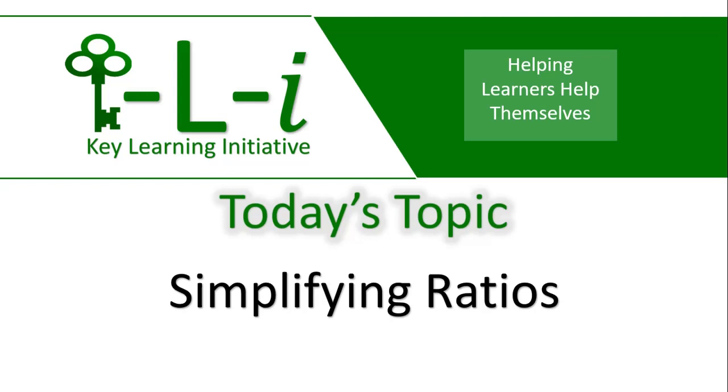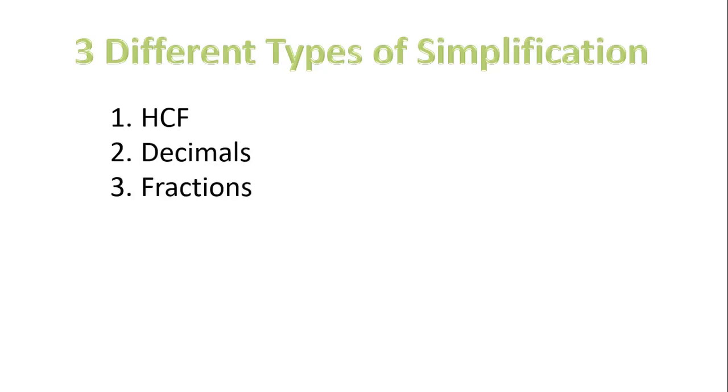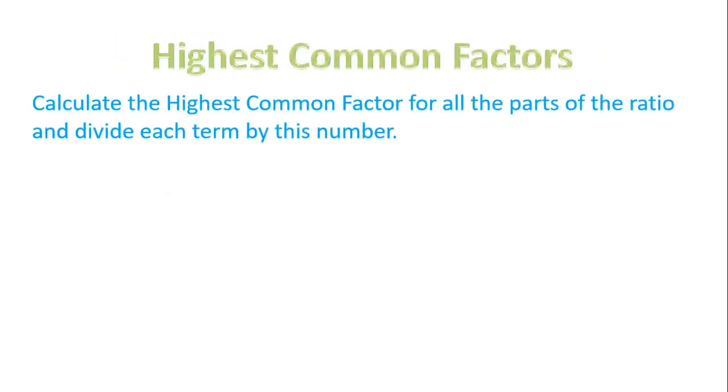But let's get going with today's topic, simplifying ratios. There are three different types of simplification. The first type is HCF, or highest common factor. The second type is when we have decimals, and the third type is when we're working with fractions. The three different types. Let's look at our first type, highest common factor.